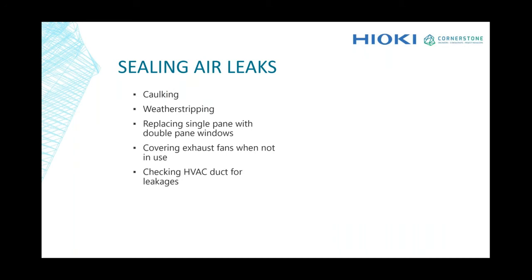Sealing air leaks. Once we identify the leaks, we inform the contractor, and the contractor uses different methods like caulking, which is silicone or any other compound. And then there is weather stripping of the doors and windows. Normally what we have found is that single pane windows have a lot of leakage, and now mostly it's double pane windows that we find.